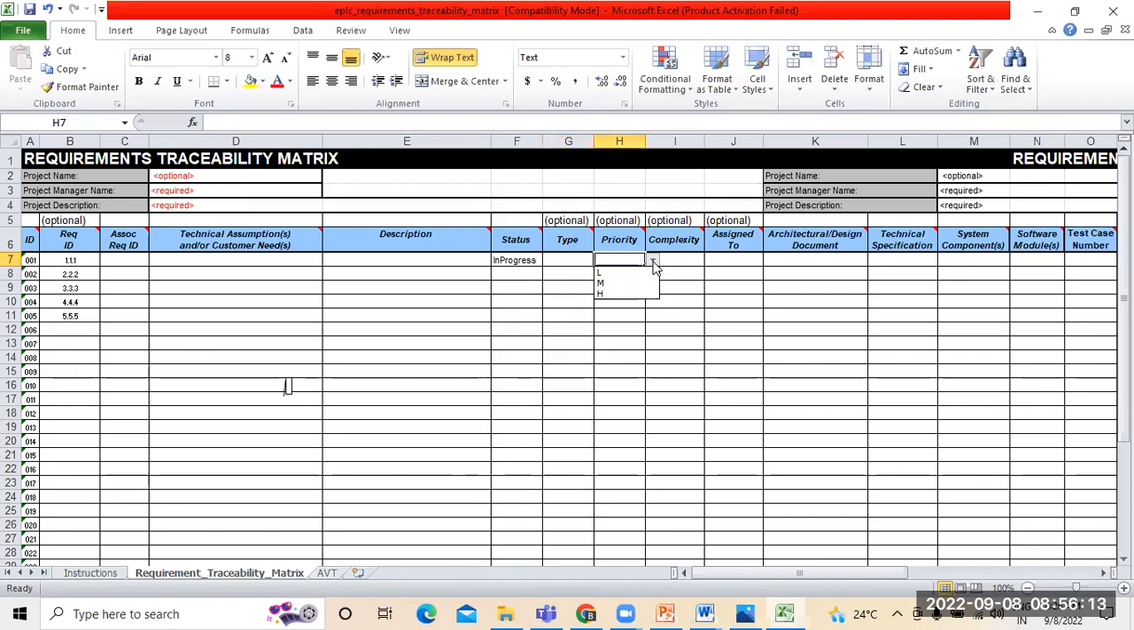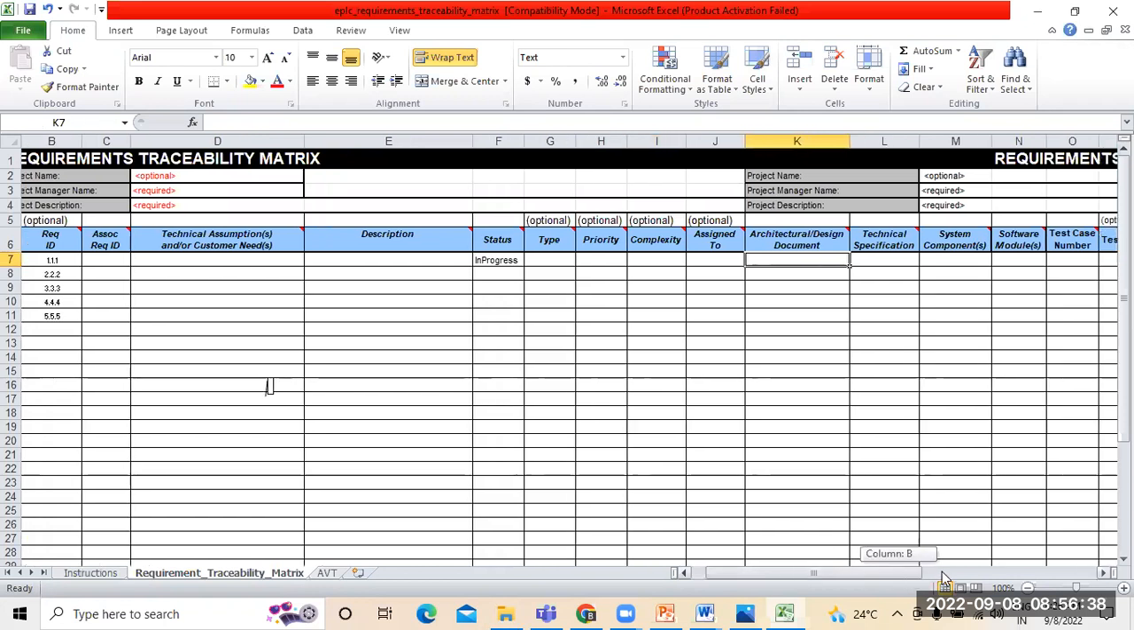Next, what kind of priority? Is it low priority, medium priority, or high priority? This particular requirement I am addressing, right? Next, complexity. How complex is this? Is it low-level, medium, or high-level complexity? Now, to whom is this requirement being assigned? Next, where is this particular requirement in the document?